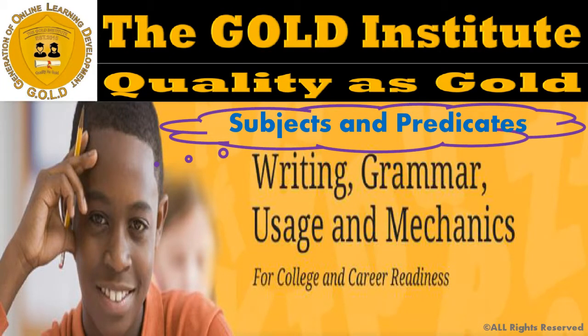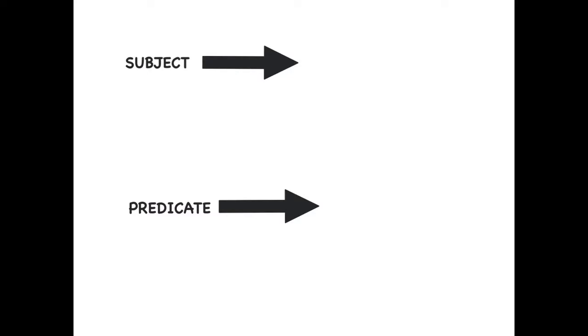So today we're going to review simple subjects and simple predicates because it seems as though a lot of you had trouble with this on the test. The first thing that we need to think about is what is a subject and what is a predicate. And we all agreed as a class that the subject is who or what the sentence is about.